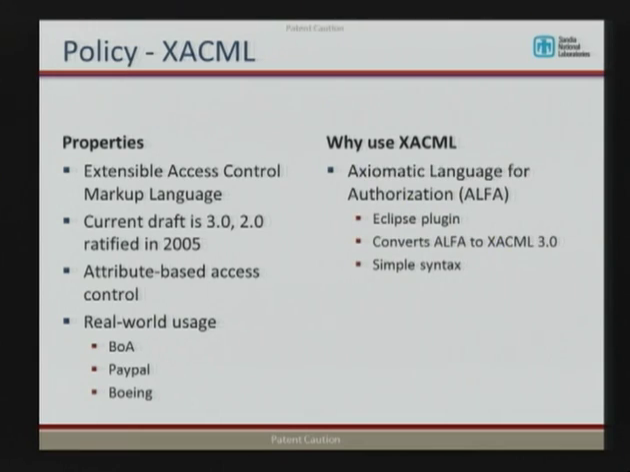And so why did we decide to use it? There's a language called Alpha, an axiomatic language for authorization, that makes my life really easy in terms of prototyping. It has a really nice Eclipse plugin that converts Alpha to XACML 3.0, and I'll show you some examples of Alpha and XACML in the presentation. So it makes my life a lot easier, and it's real simple to write the actual grammar. And because it is a standard, you can always compare it to other implementations to see if it works as intended.